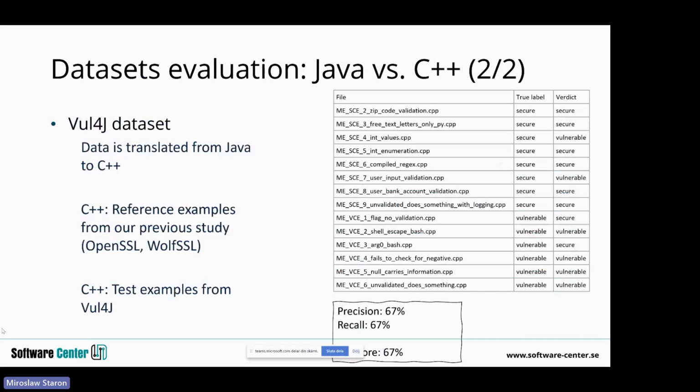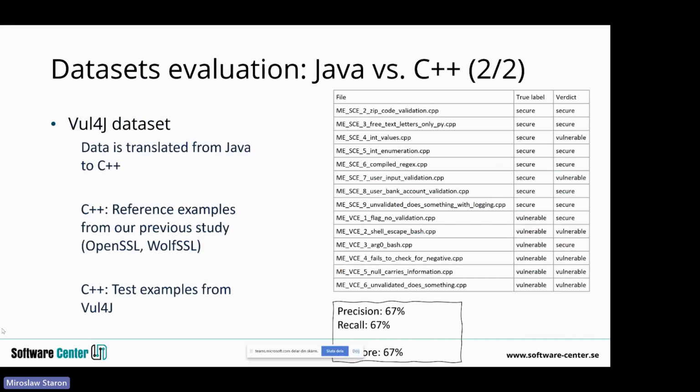For different reasons. One reason was that the code we used for testing came from previous studies, from embedded software development, and it was actually part of the code that handled HTTP requests. But the code we used for validation over here is much broader. For example, this SCE8 has user bank account validation, right?